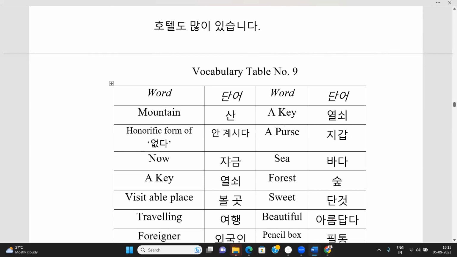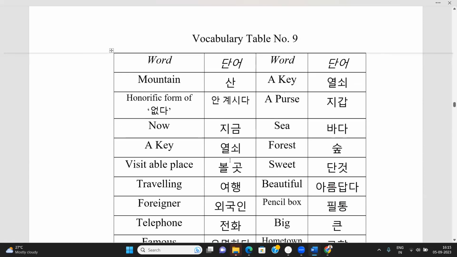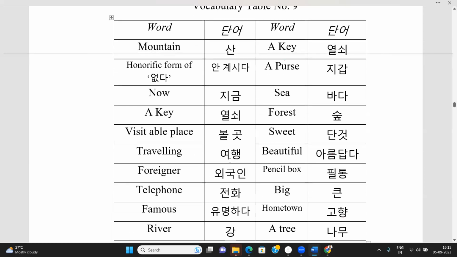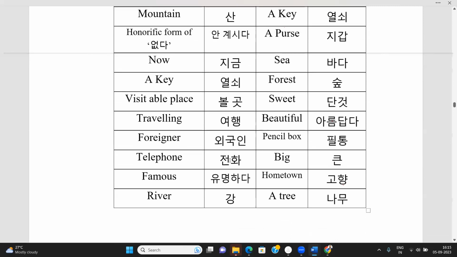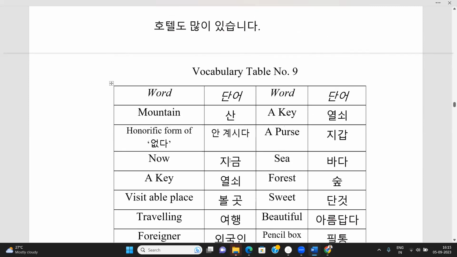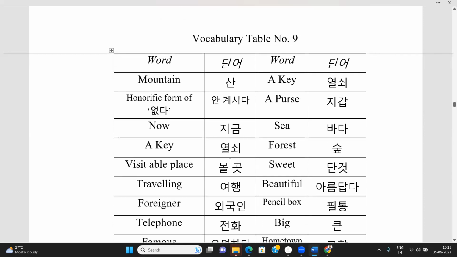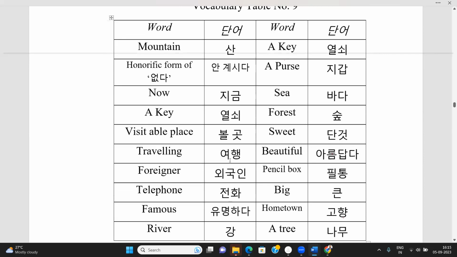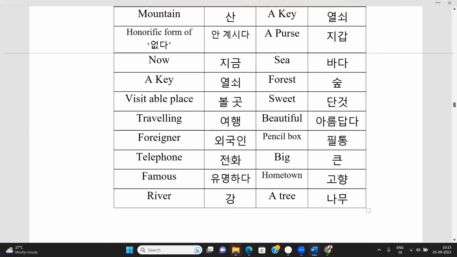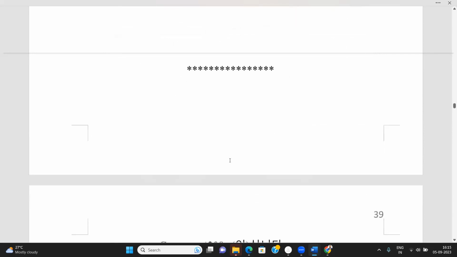Okay, next. Vocabulary table number 9. Words: mountain, sun, honorific form of 없다, 안 계시다, now 지금, key 열쇠, visit, traveling 여행, foreigner 외국인, telephone 전화, famous 유명한, river 강, wallet 지갑, sea 바다, forest 숲, sweet 단 것, beautiful 아름답다, pencil box 필통, big, hometown 고향, tree 나무.